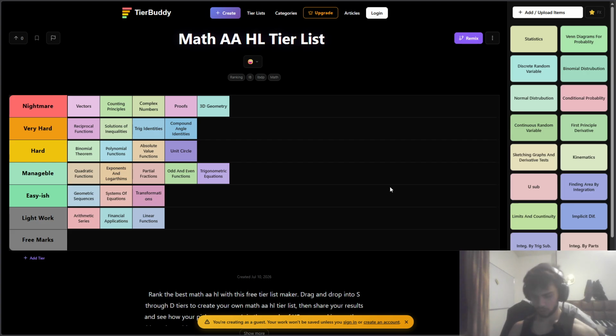Nightmare tier, the worst topic you could possibly take in your entire life. I still don't understand what the difference is between a dot product and cross product. And then when you do a cross product, you have to figure out the signs. Sometimes you mess up the signs for no reason, and you spend like 50 minutes doing one problem because you keep messing up the signs.